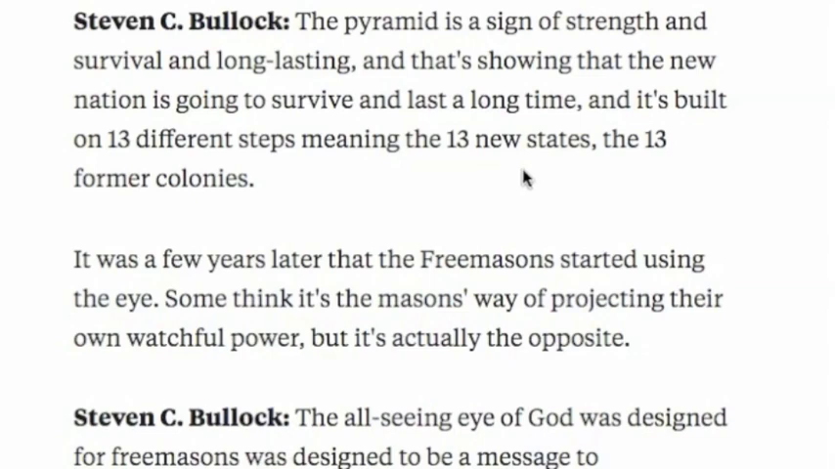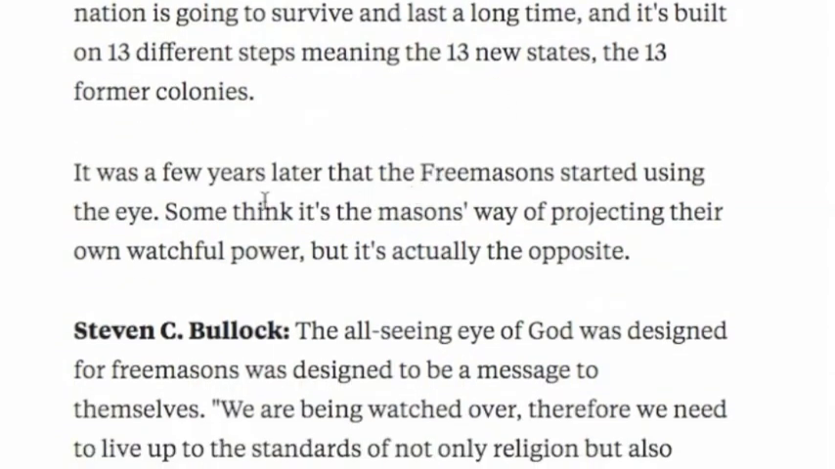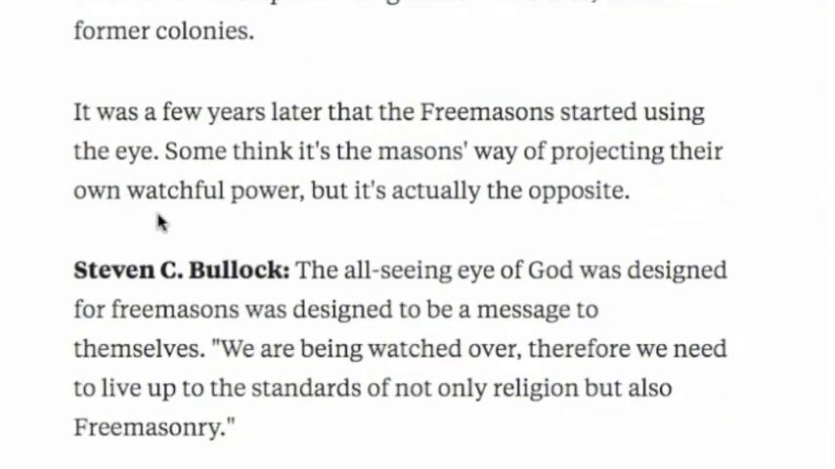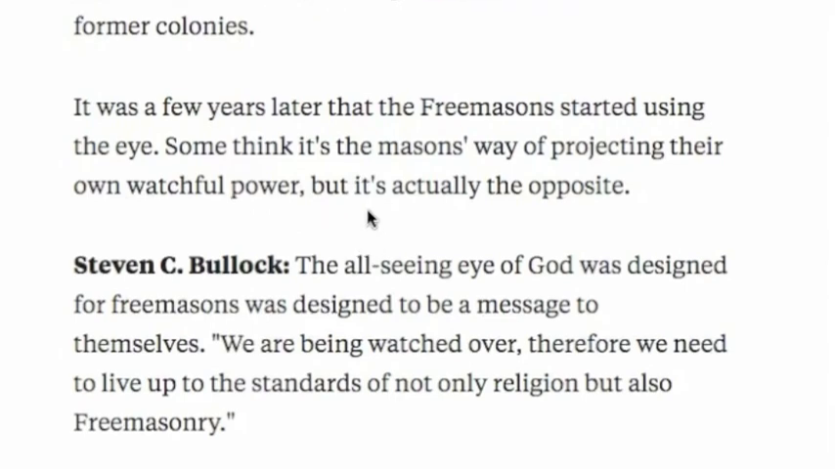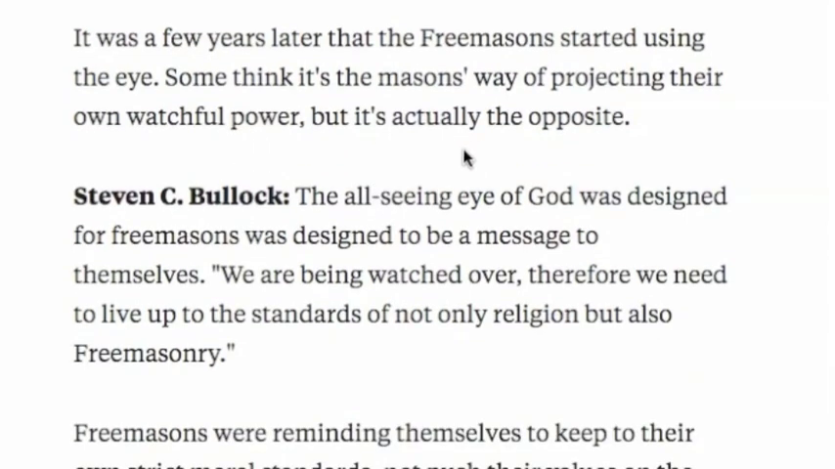No, the 13 states were initially carved into the new territory because of the occult significance and the power they believe to be behind the number 13. You see, it's the other way around. It's not because of the states. It was a few years later that the Freemasons started using the eye. Somebody was like, we should use that. They just saw it on the Great Seal of the United States. Oh, yeah. No, it was the other way around again. See, it's always the other way around. It's always the inversion. Some think it's the Masons' way of projecting their own watchful power, but it's actually the opposite. Oh, yeah, sure. Yeah, okay.